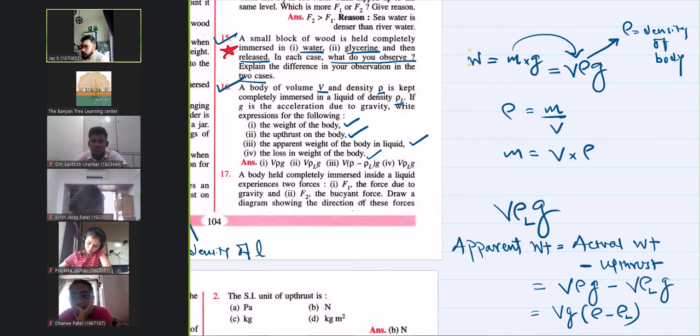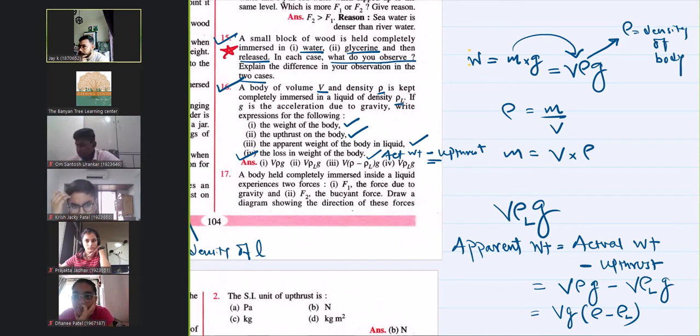Apparent weight: actual weight minus upthrust. Loss in weight of the body. Loss in weight means how much the weight has decreased. So that is actual weight minus upthrust. Loss in weight, remember, loss in weight is actual weight minus upthrust. You can find the formula. No, apparent weight is actual weight minus upthrust.